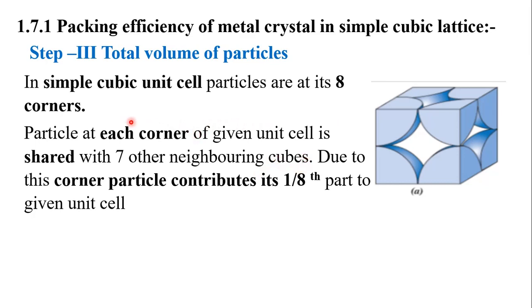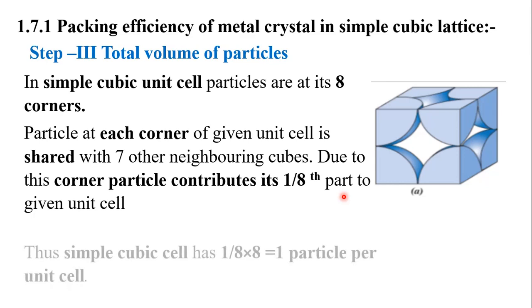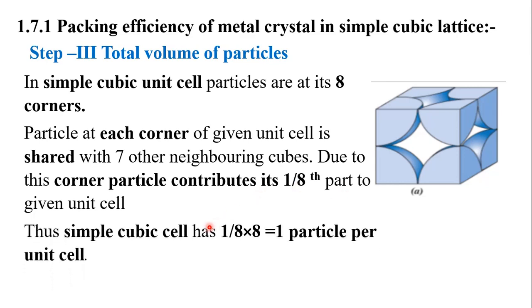That means it is shared between a total of 8 cubes. And due to this, the corner particle contribution is only 1/8 part of the sphere, or that particle, atom, ion or molecule. And therefore, the simple cubic unit cell has 1/8 into 8, that is equal to 1 particle per unit cell.